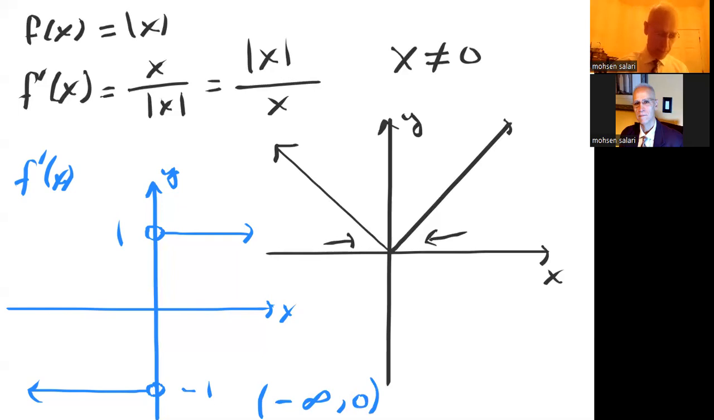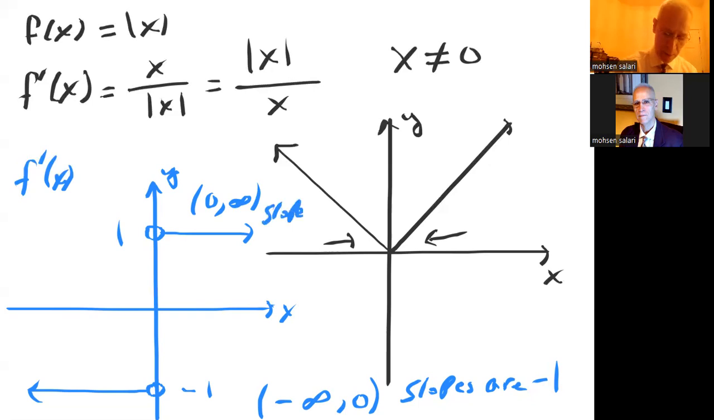So the slope is negative 1. And what happens to the right? To the right, from 0 to infinity, the slopes are positive 1. No matter what part after 0 you look at, it has a slope of positive 1. So let's do a couple of examples.